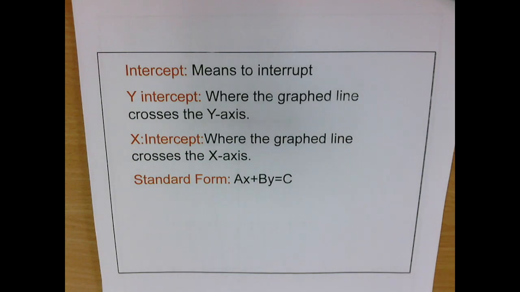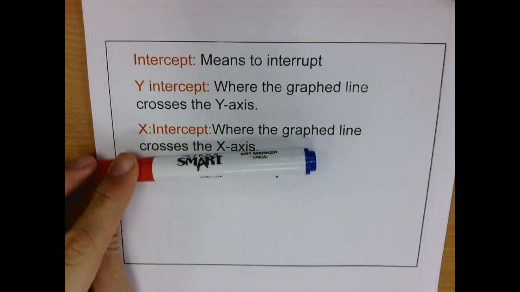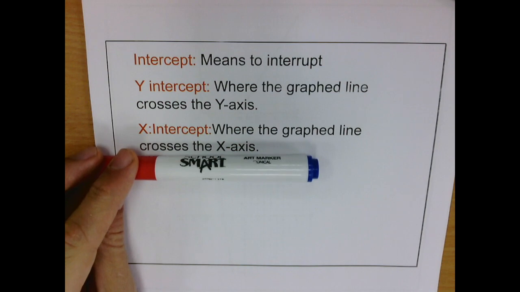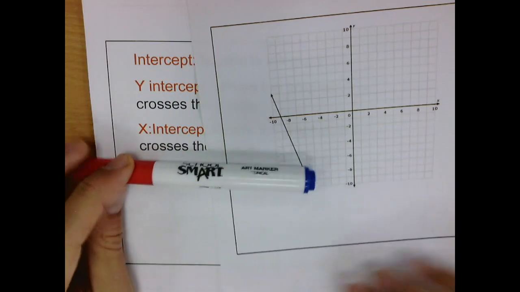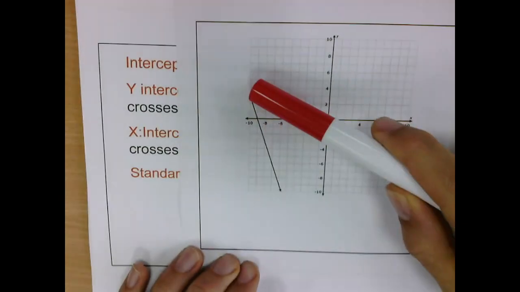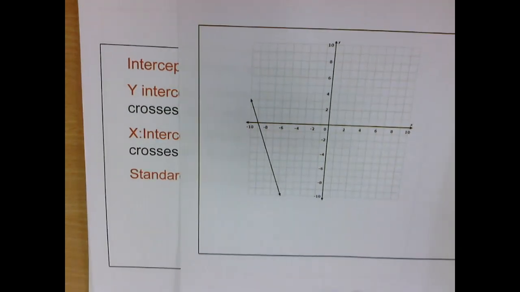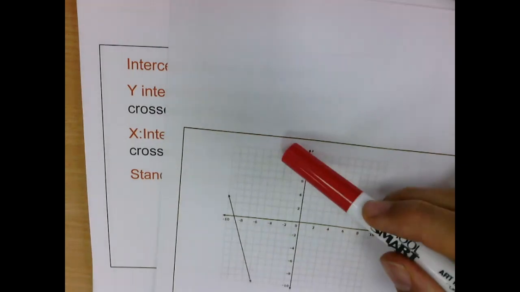Some vocabulary for us. I won't really be talking about this one, so I'll just put a marker over that. Intercept means to interrupt. So if we see a line that cuts through the y or x axis, like this one, it intercepts. So it goes through the x-axis here. It's an intercept. That would be the x-intercept. The y-intercept is where it would go through the y-line.